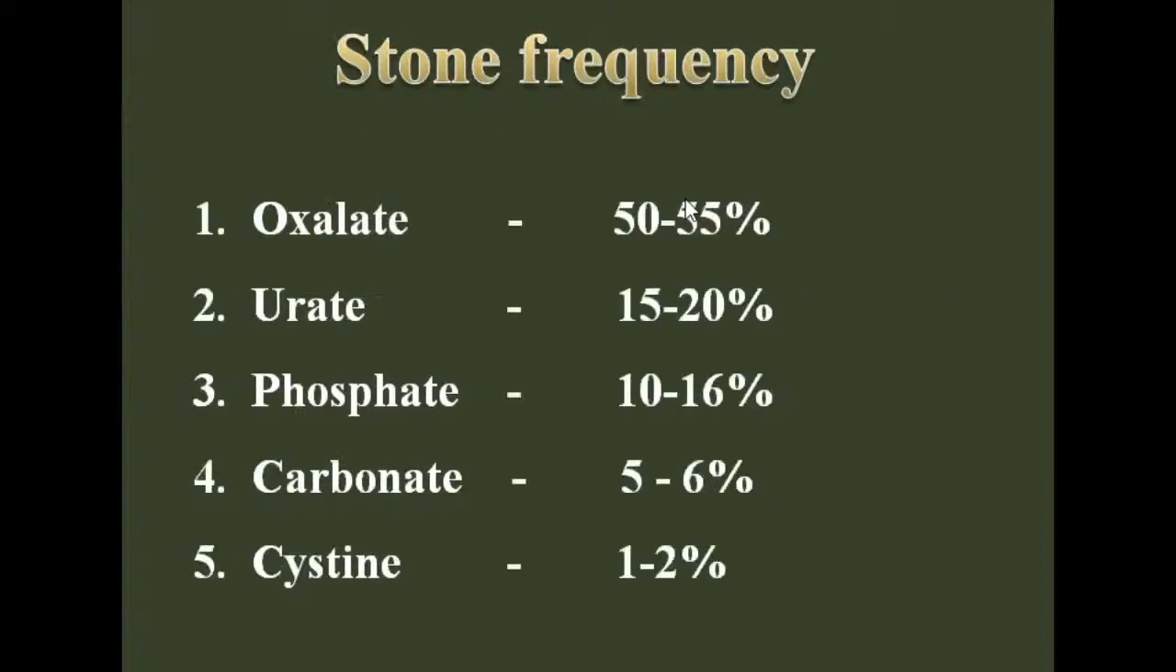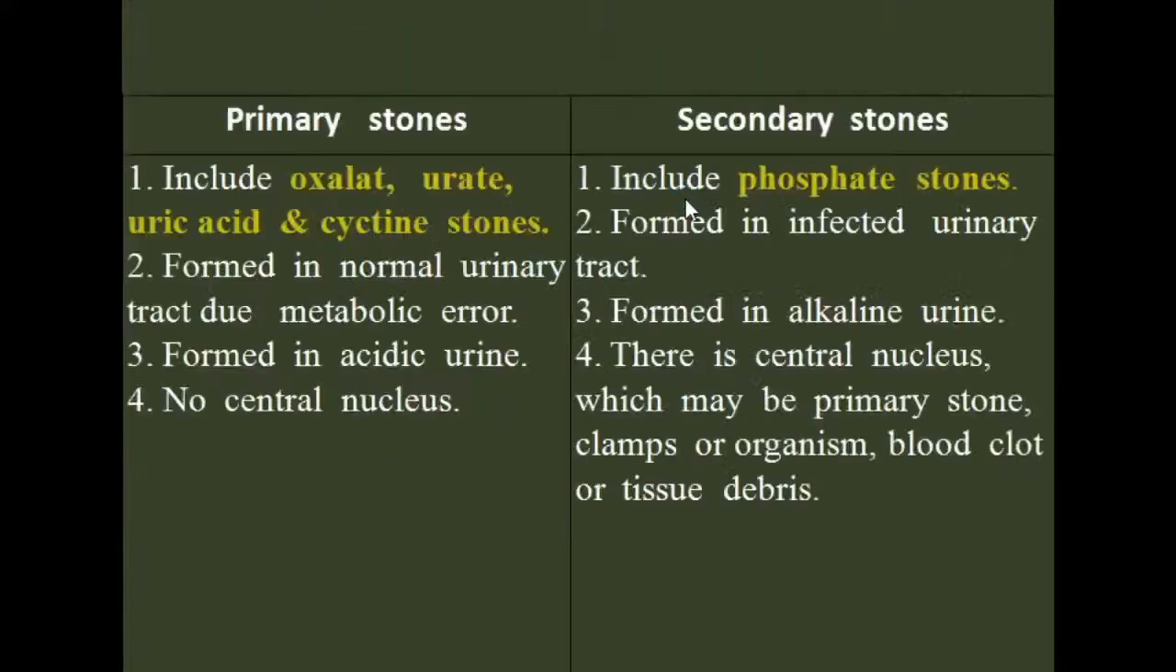Stone frequency. Most often stones are oxalate, more than 55%. Next, urate and phosphate approximately the same, 15-20% urate, phosphate 10-16%. More rare may be carbonate and very rare cysteine stones. What can we say about these stones?